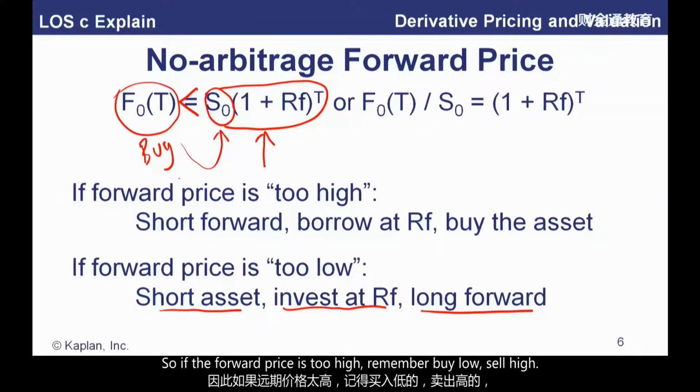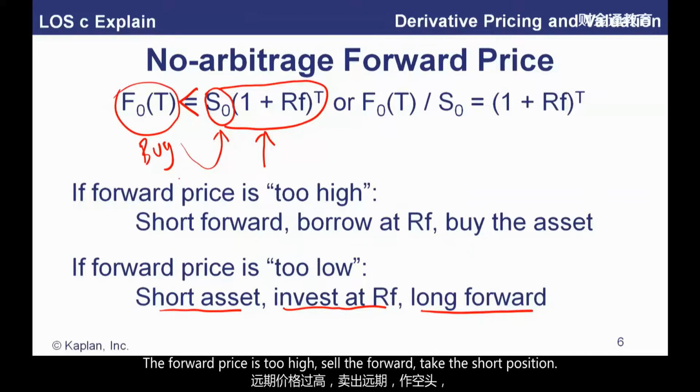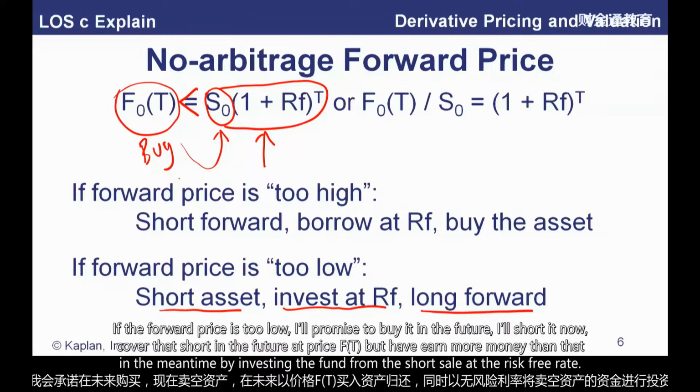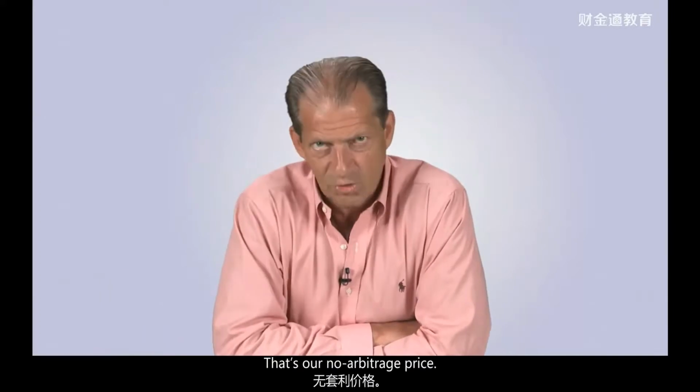So if the forward price is too high, remember, buy low, sell high. If the forward price is too high, sell the forward, take a short position. If the forward price is too low, I'll promise to buy it in the future, I'll short it now, cover that short in the future at price FT, but have earned more money than that in the meantime by investing the funds from the short sale at the risk-free rate. So that's our pricing. That's our no arbitrage price.